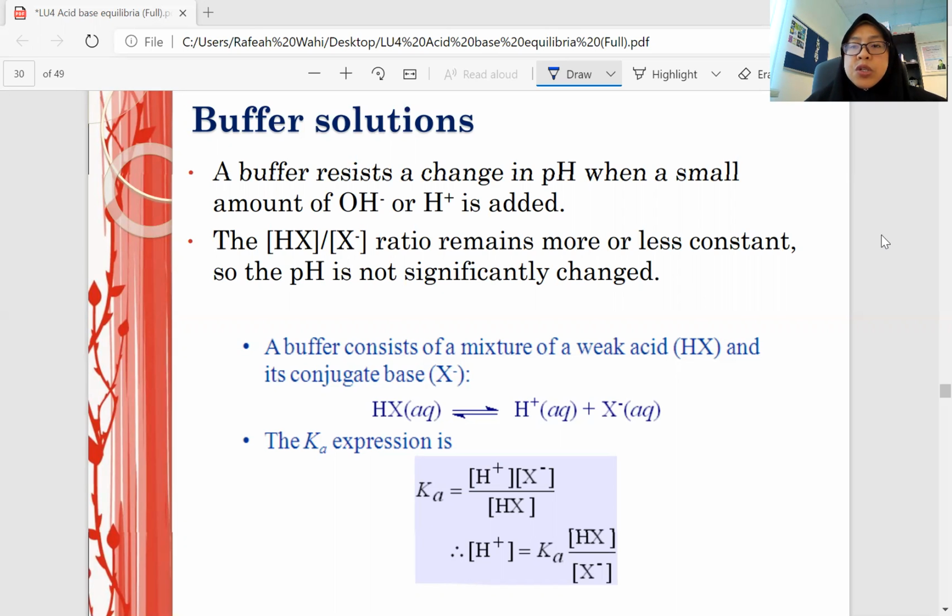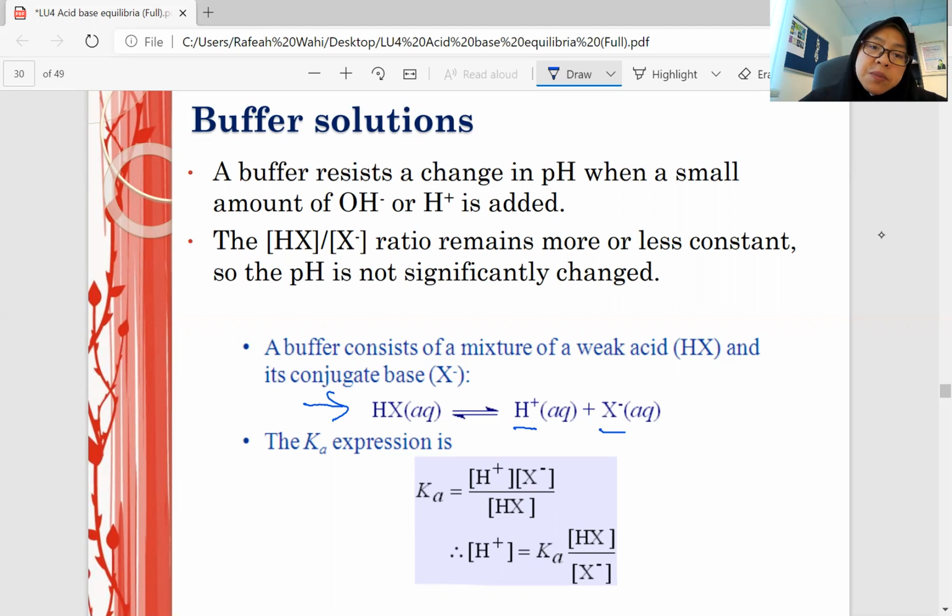Okay. A buffer solution consists of a mixture of a weak acid, which we can call HX, and its conjugate base, which we can call X minus. So the dissociation reaction of a weak acid can be represented by HX in aqueous solution, which dissociates into H plus ion and its conjugate base X minus.